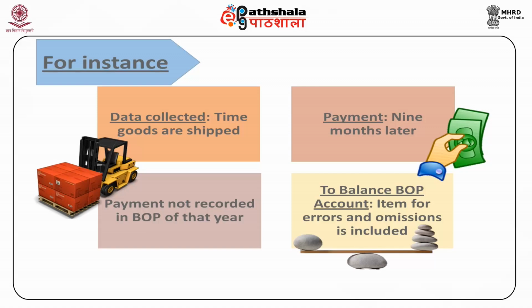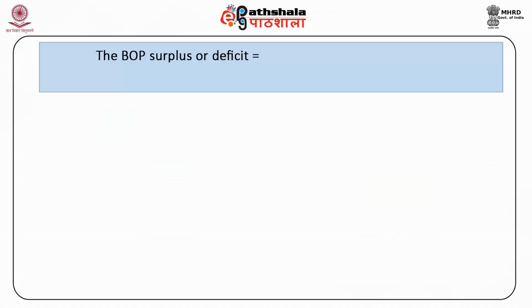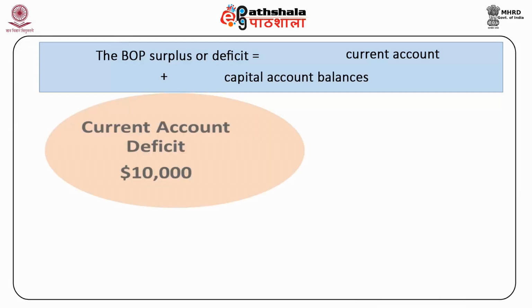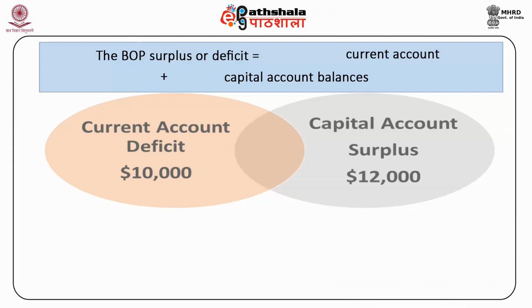You may wonder about the above point. If the balance of payments always balances, allowing for errors and omissions, then why do we talk about a country running a balance of payments surplus or a balance of payments deficit? The balance of payments surplus or deficit refers to the sum of current account and capital account balances. In case a country has a current account deficit of say $10,000 but a capital account surplus that is larger in magnitude, say $12,000, then it has a balance of payments surplus of $2,000.